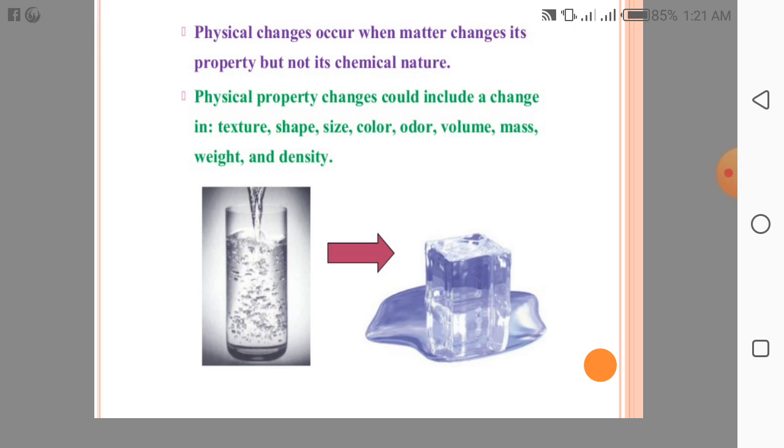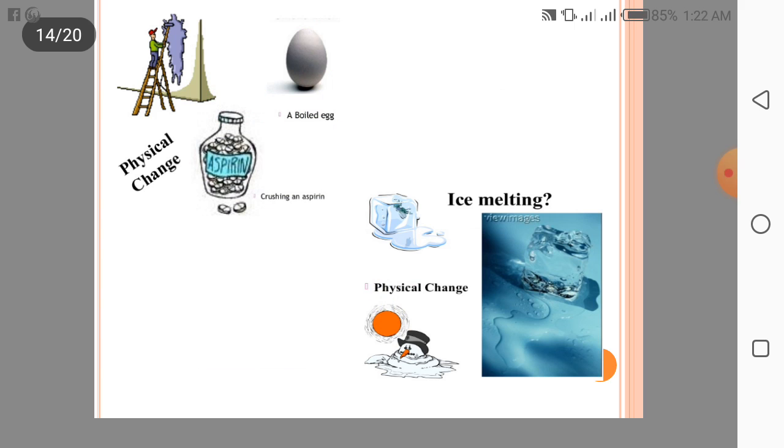Physical property changes could include a change in the texture, shape, size, color, volume, weight, density, odor, and mass. Here are the examples of the physical changes in which you can see the changes that are reversible. Common is ice melting. Ice changes into water and water is then changed into ice when frozen.